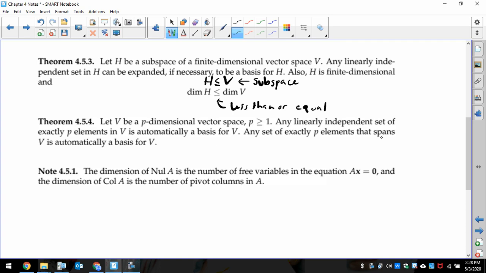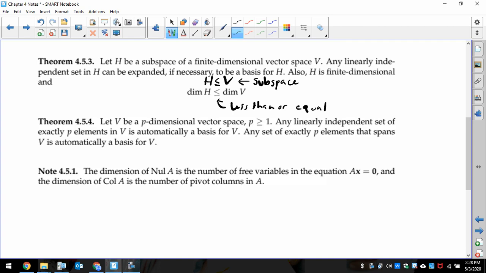Any set of exactly p elements that spans is automatically a basis. So that case eliminates linear independence. So if you know the dimension, then you can basically either check linear independence or check that it spans. And as long as you check one of those, then it's enough to show that it's a basis.